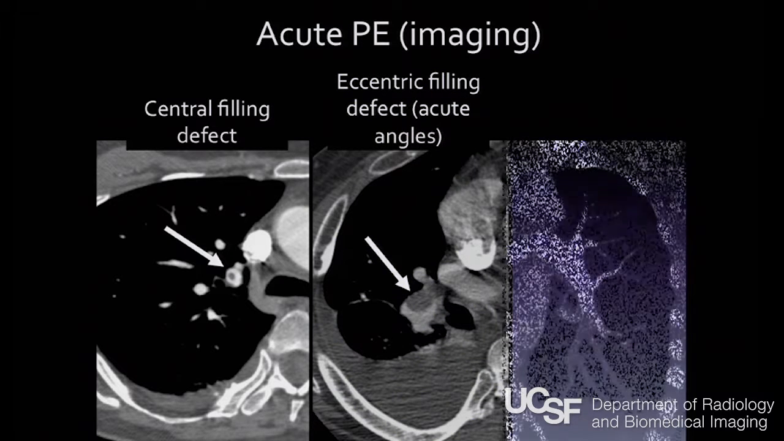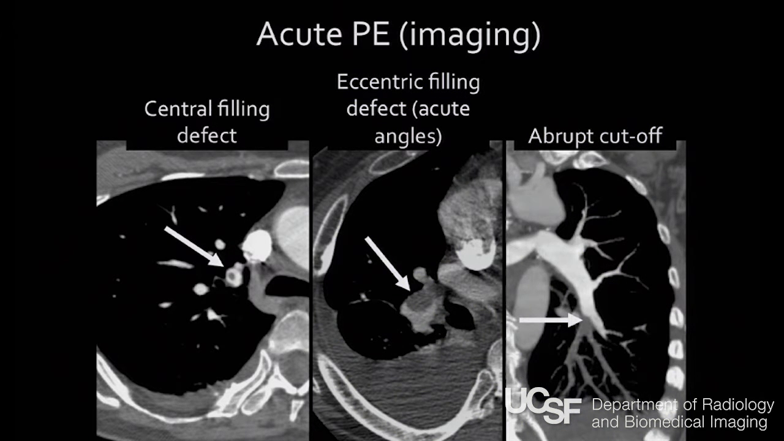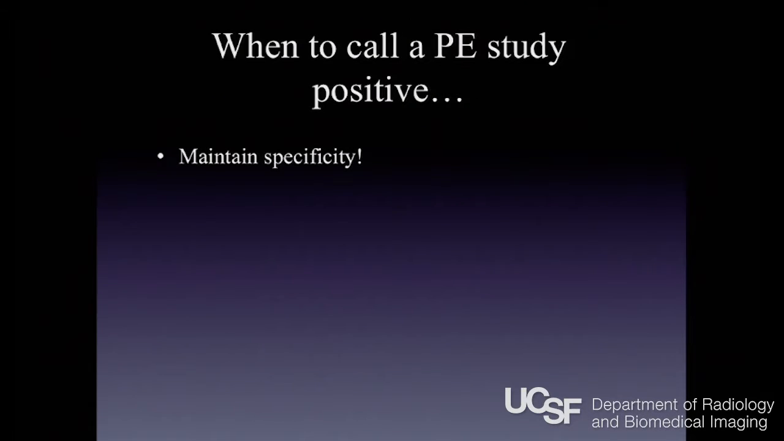These are the three classic appearances of acute PE. Central filling defect surrounded by contrast. Eccentric defect that's touching the wall, but where it touches the wall, it has acute angles with the wall. And then abrupt occlusions, which are perhaps the most challenging to see, particularly in small vessels when looking at axial images where you see contrast, next cut contrast, next cut no contrast. A little bit hard to appreciate in some cases. Classic acute PE imaging.